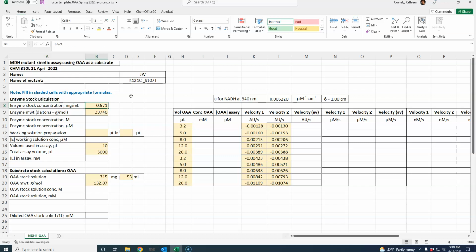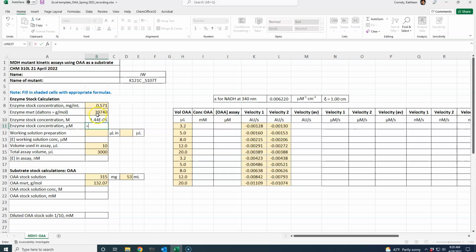So Jessica calculated her enzyme stock concentration using the BCA assay, and it's 0.571 mg per mil. The molecular weight of her mutant is recorded here as 39,740. So the next thing we need to do is calculate the enzyme stock concentration in molarity. So milligrams per milliliter is the same thing as grams per liter. So if we take that grams per liter divided by grams per mole, we should end up with moles per liter. So that's the concentration of the solution in molarity.